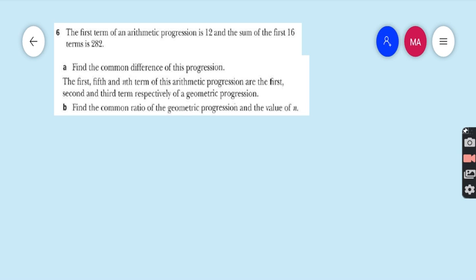The first term of an arithmetic progression is 12. So a is given 12 and the sum of the first 16 terms, S16, is equal to 282. Part A. Find the common difference of this progression. Very easy.